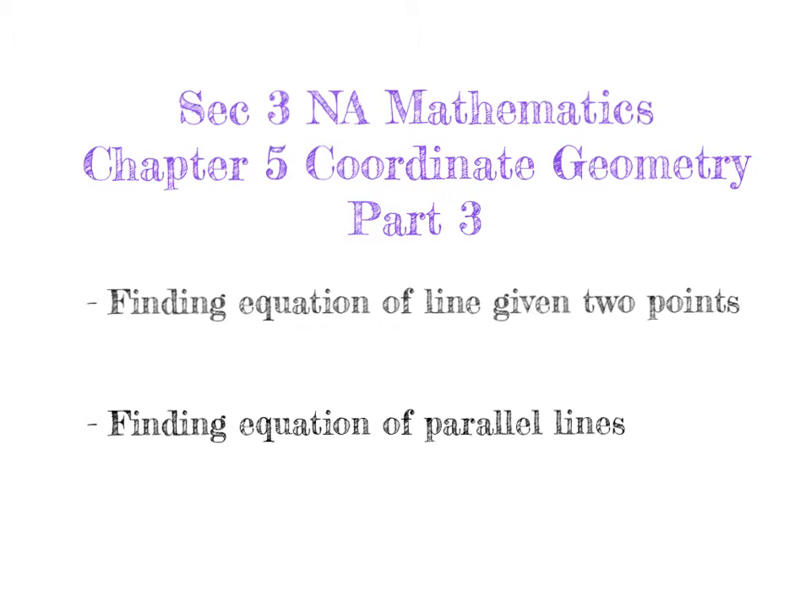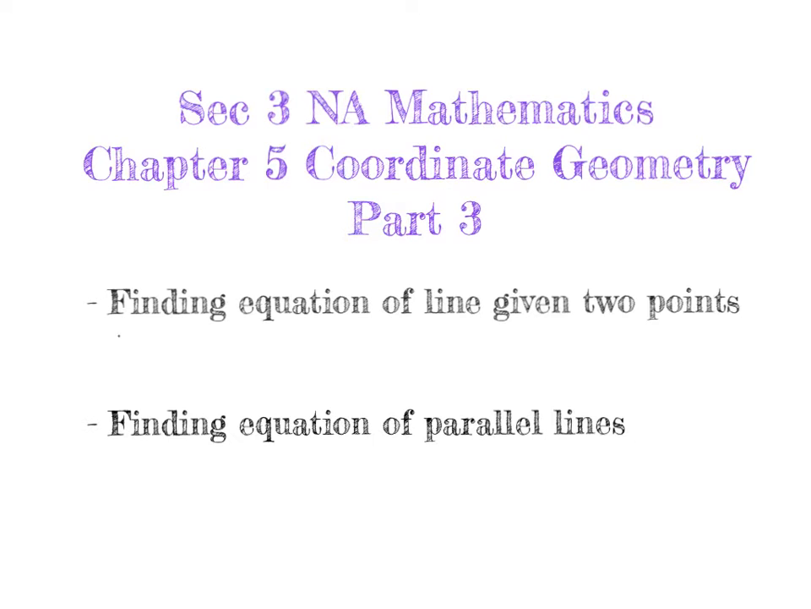Now, let's try to recall a little bit from our previous lesson. To find the equation of a line between two given points, we are going to do a couple of steps. First step, any equation is given by y equals mx plus c. So we need to know the m and the c. M is the gradient. C is the y-intercept.